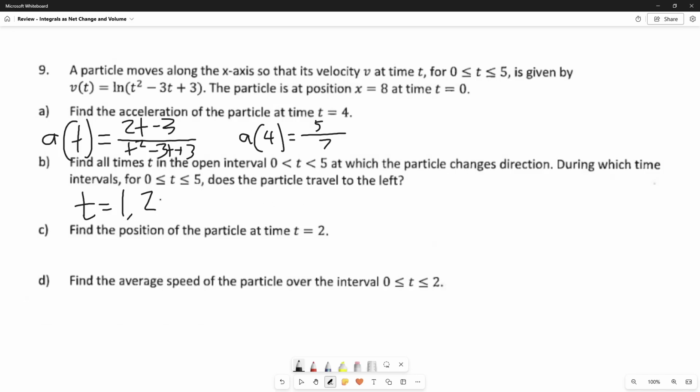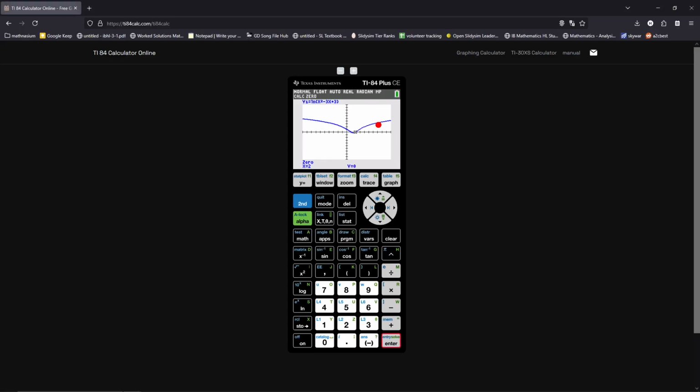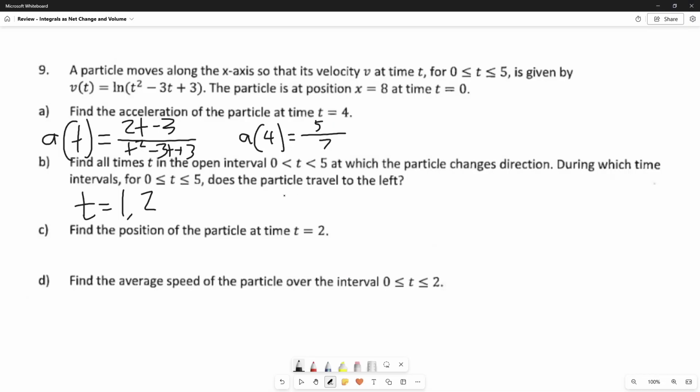And during which time intervals for t 0 to 5 does the particle travel to the left? And we're assuming that the positive direction is the right direction. So when the graph is positive, it's moving to the right. And when the graph is negative, it's moving to the left. And we can see that it's negative between our zeros, so between 1 and 2. So during which time intervals?